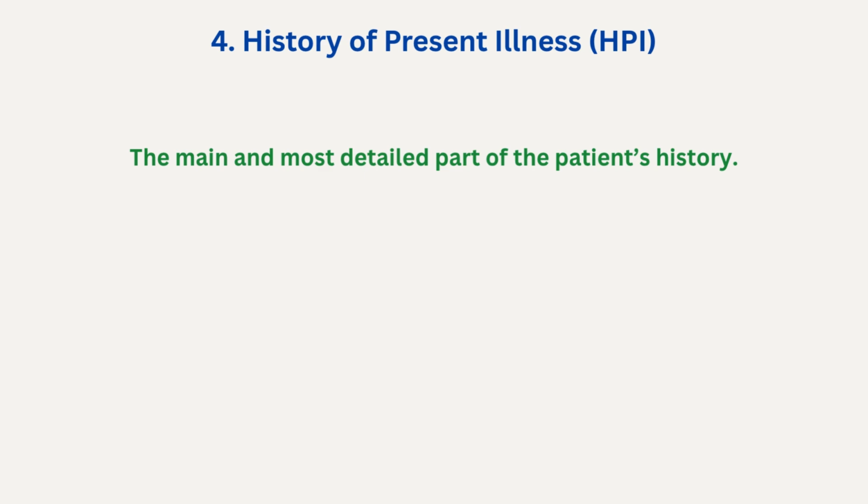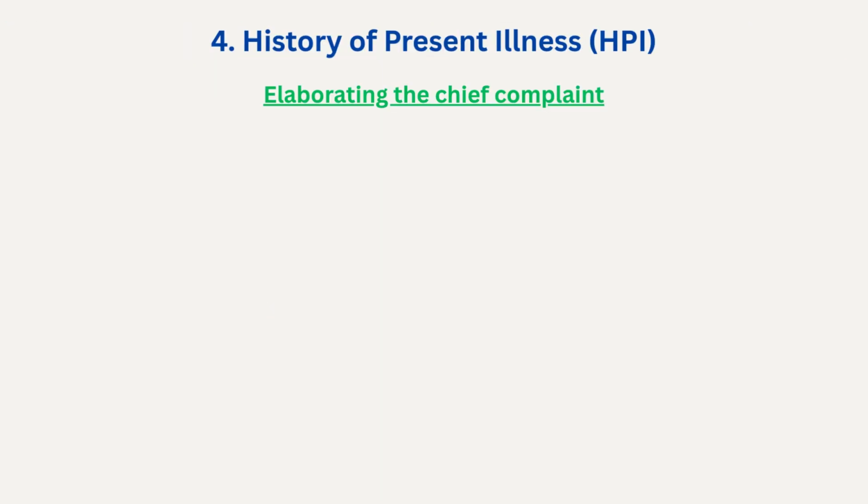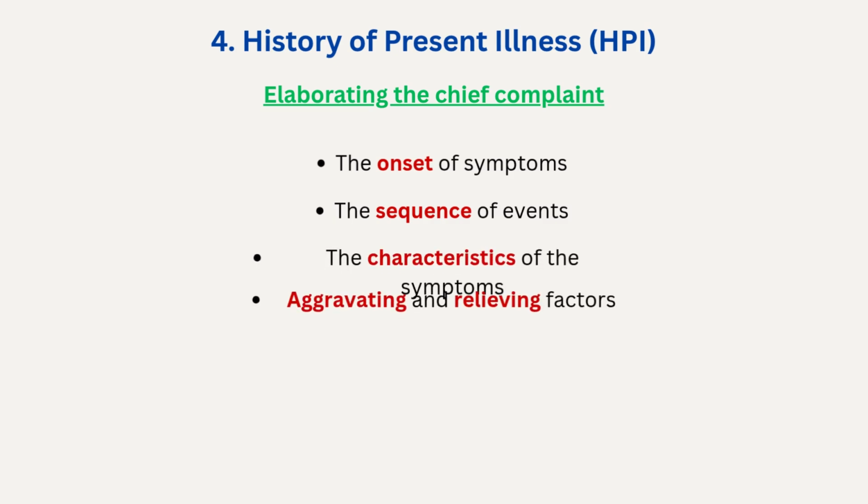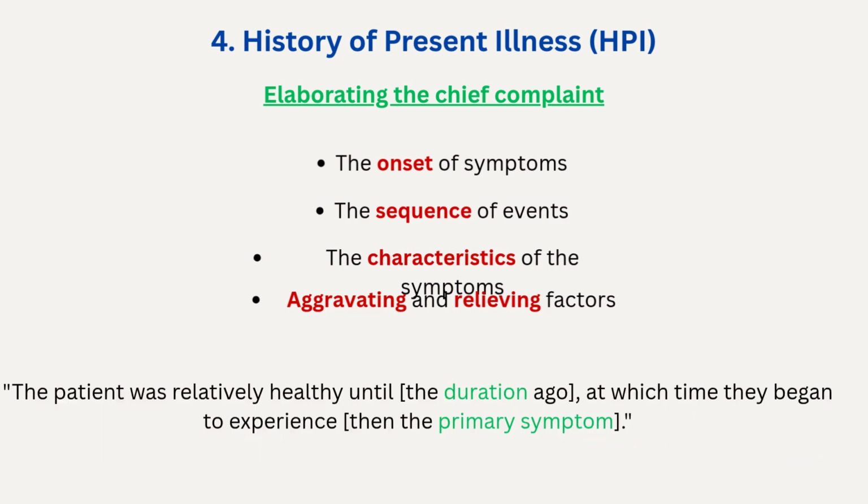We begin this section by elaborating on the symptoms mentioned in the chief complaint. This includes the onset of symptoms, the sequence of events, the characteristics of the symptoms, aggravating and relieving factors. A good way to start this section is with a sentence like, the patient was relatively healthy until, you put the duration, ago at which time they began to experience, then the primary symptom. Then begin to elaborate in detail.